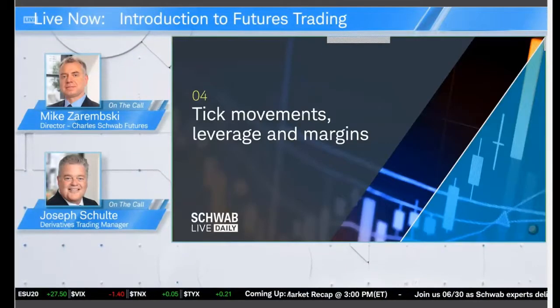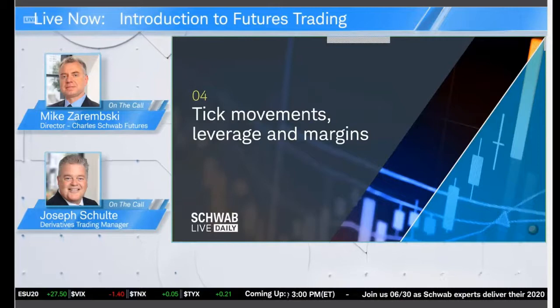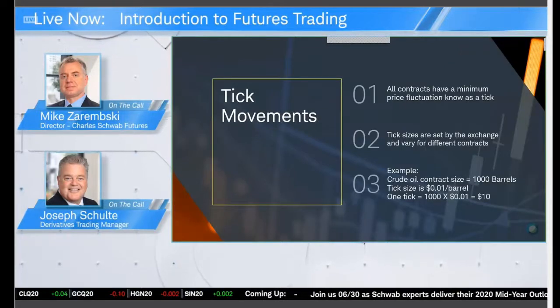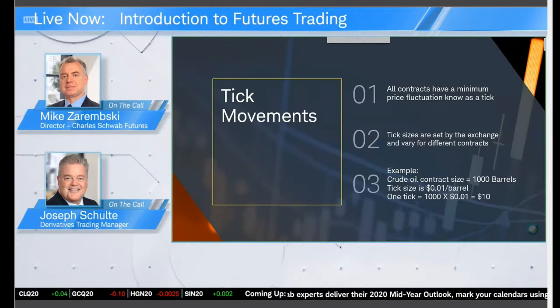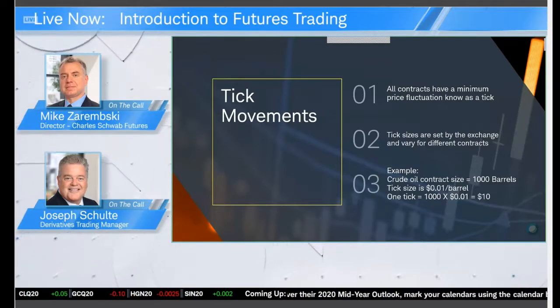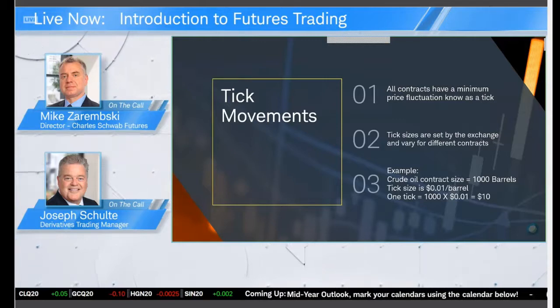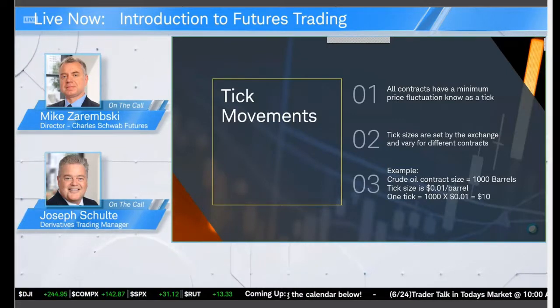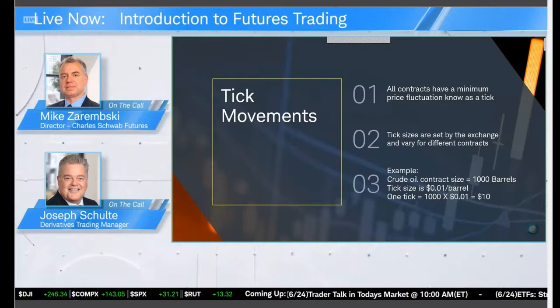And now let's talk about tick movement, leverage, and margins. So tick movement, all a tick is in the futures parlance is the minimum price fluctuation that a futures contract can trade in. That's known as a tick. Now, the size of the tick and the value of the tick on a futures contract will vary depending on the contract that you're trading, and those are all set by the terms of the contract by the exchange.